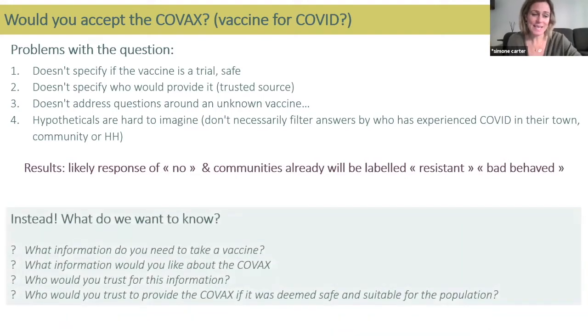So instead we can say, what information do you need to take a vaccine? In general, what information would you like about COVAX? Who would you trust for this information? Who would you trust to provide the COVAX if it was deemed safe and suitable for the populations? So these are just some examples to think about. And of course, as mentioned, the ACT-A team will come out with this toolkit at the end of the week.